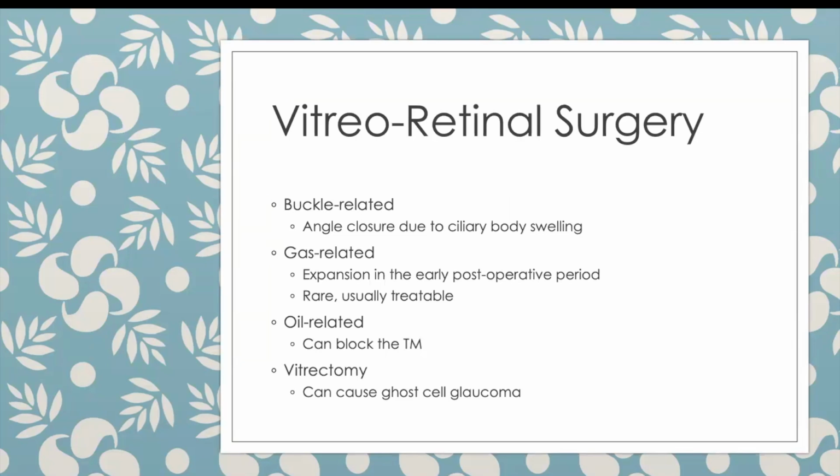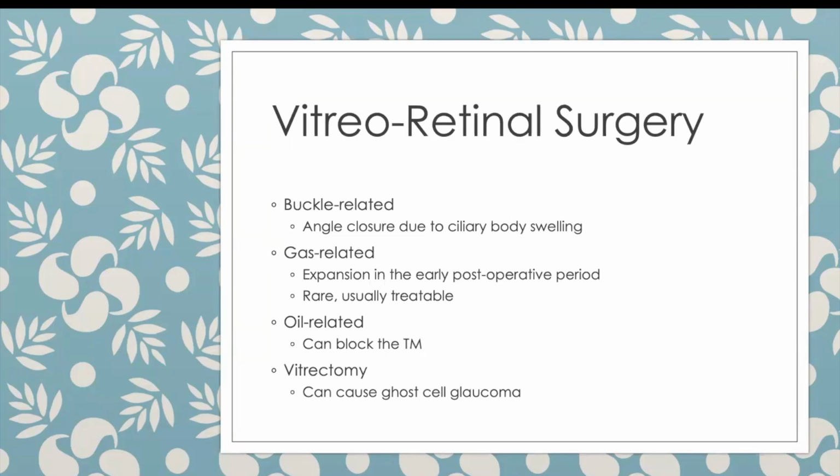But then if you've used oil as a tamponade, oil itself can come into the anterior chamber, it can block the trabecular meshwork. And again, removal of oil can help to treat the IOP, but that tends to need to happen within the first 6 months. After 6 months, there's not really a lot of benefit to it. But generally, again, you can usually just manage that conservatively without having to go back into the eye.